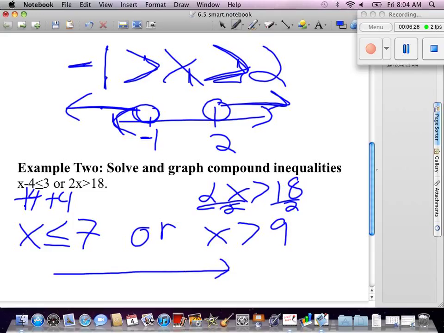Then I'm going to make my graph. I've got 7. I've got 9. Do I have an open circle or a closed circle over 7? Closed. And x is less than or equal to 7, or x is greater than 9. So open circle, greater than 9. You guys ready to try B on your own?